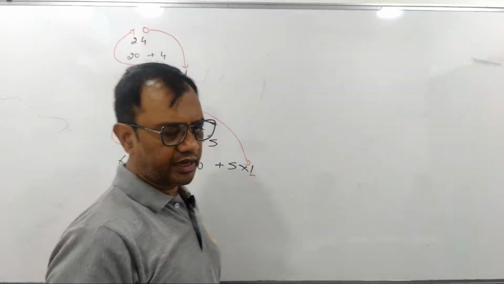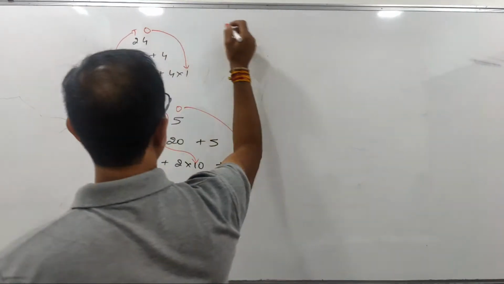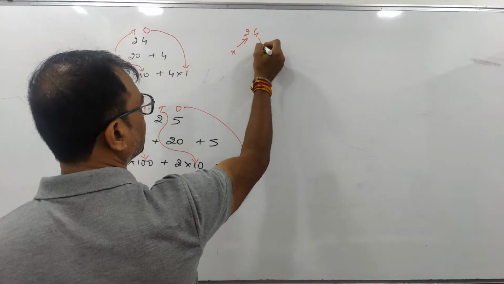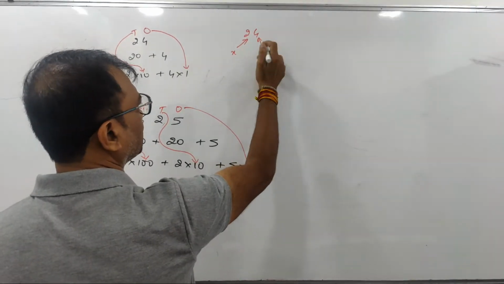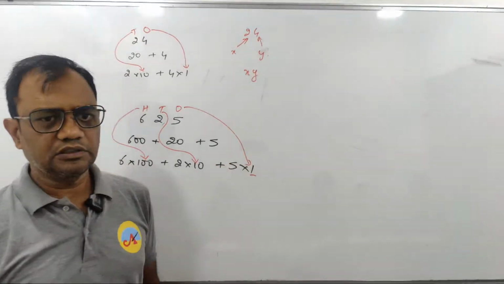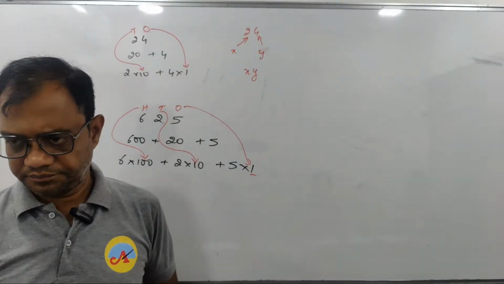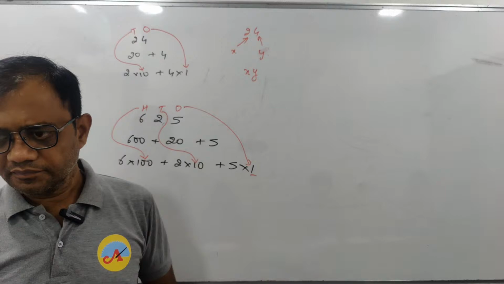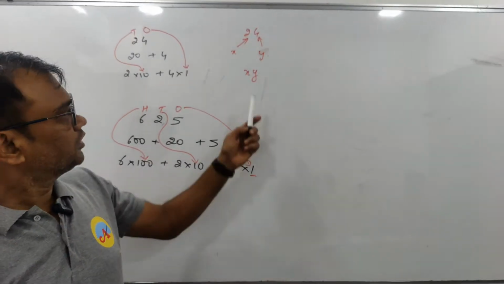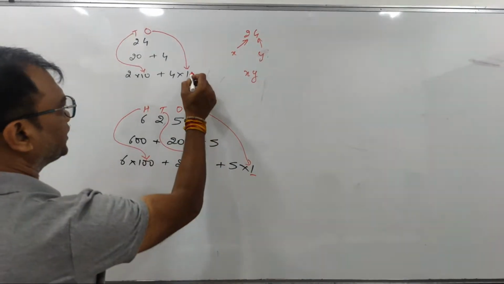So when we deal with x and y, we can't write the number 24 like that. Suppose this is 24. I take x as 2 and y as 4. When I write 24 like this, can I write xy? No, because in algebra, xy means x into y, and here the number 24 doesn't mean 2 into 4. Therefore you cannot write 24 as xy. Hence we have to write it in this way.